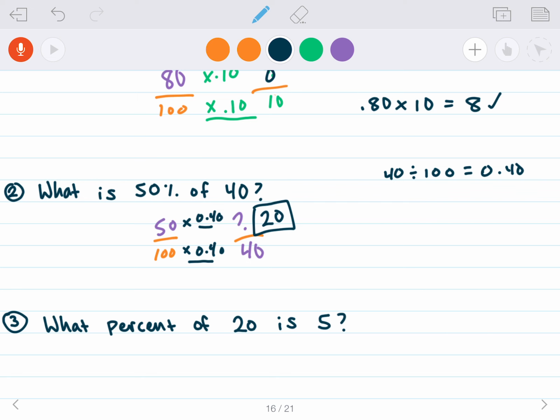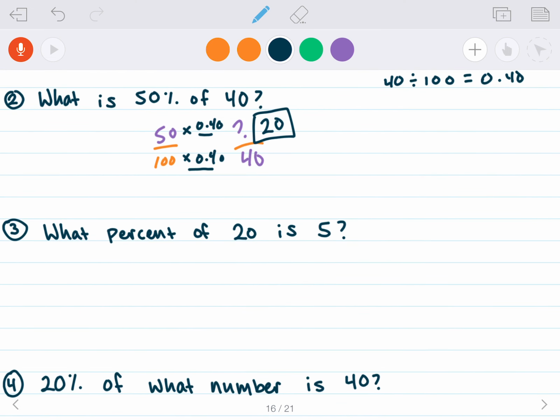All right, so number 3, what percent of 20 is 5? So I'm going to set up how I usually do. Percent over 100 equals part over whole. So what percent of 20, so what comes after of is 20, so that's going to be my whole. And what comes after is 5, so that's going to be my part.